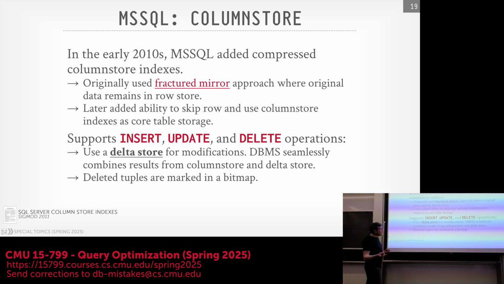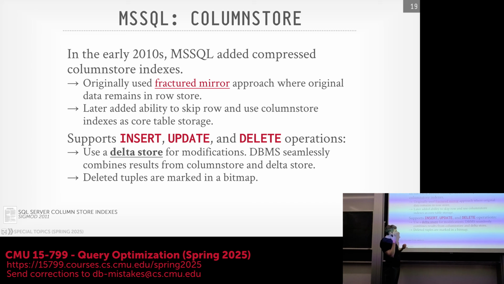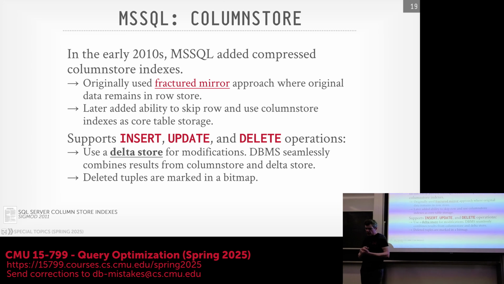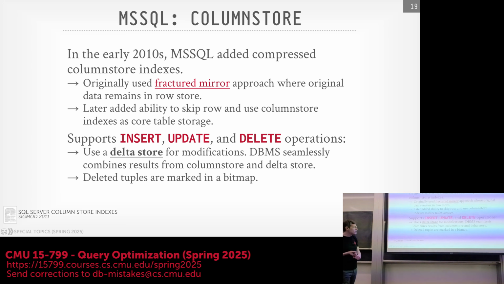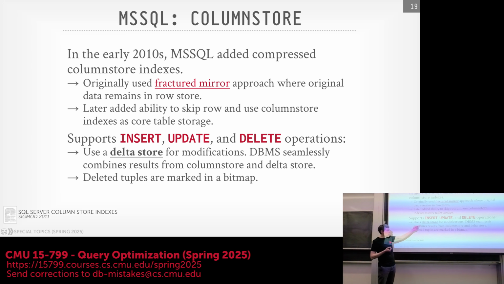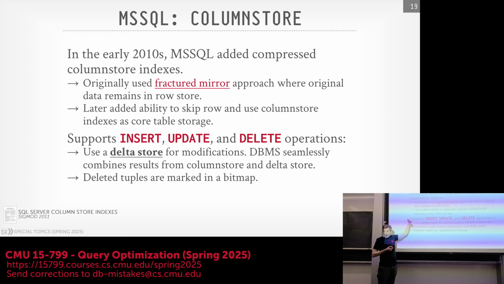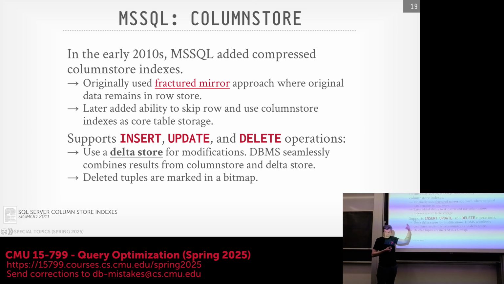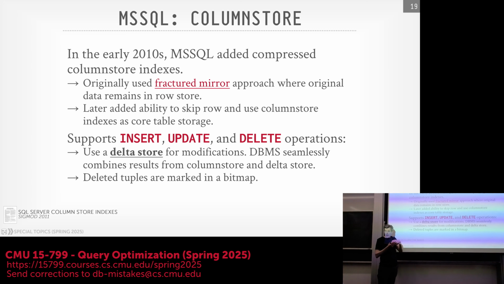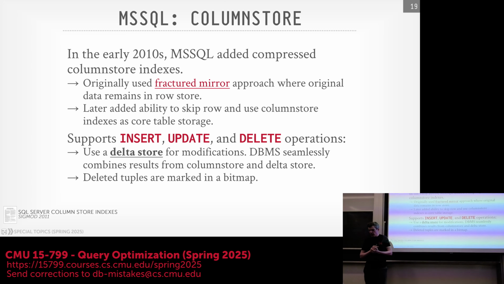But then later on in, I think, 2016, SQL Server added the ability to not have the row store at all and to say that this table is going to be stored in these column store indexes. So then they had to add support for insert, update, deletes, and you basically add this delta store. Think of it almost like LSM, where all your modifications go into the row store space, and then just like before, in the background, there's a job that goes ahead and compacts it and then builds the columnar data.